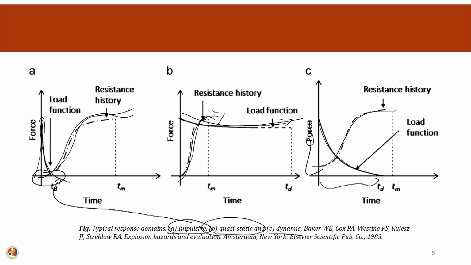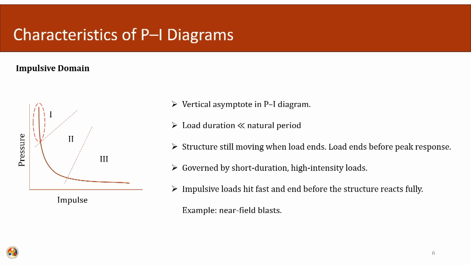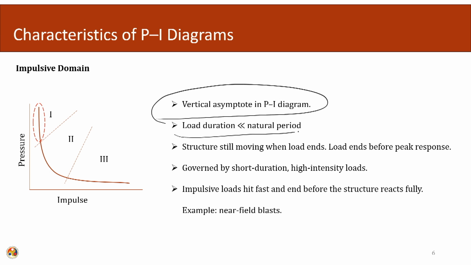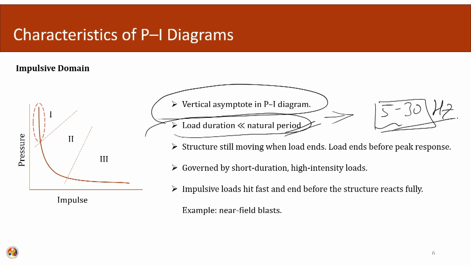So, the characteristics of the diagram: there is a vertical asymptote in the PI diagram. The load duration is less than the natural period. The loading time of the structure is very much less than the natural period of the system. Normally, the natural period of a typical system will lie in maybe 5 to 30 hertz, and here the loading will occur in milliseconds. The structure is still moving when the load ends.